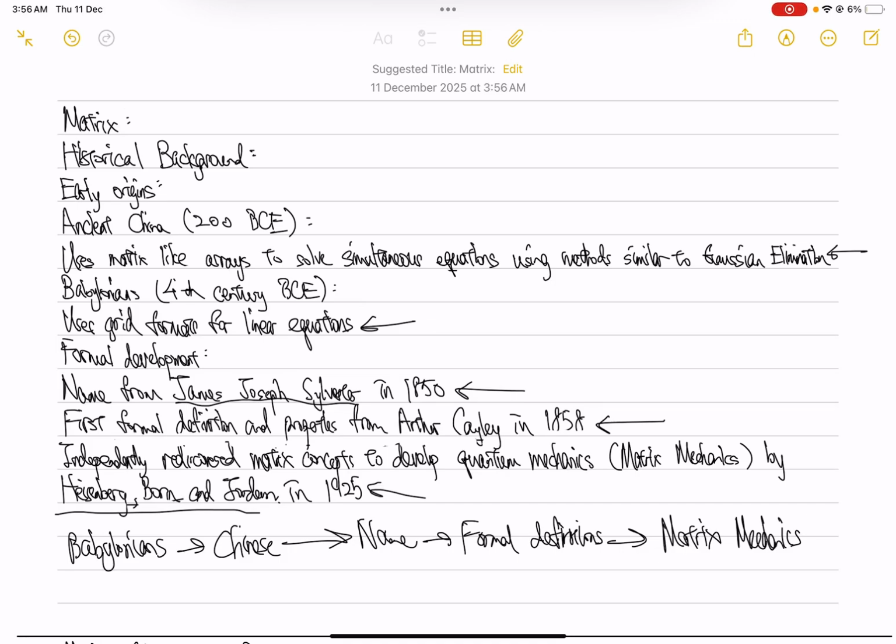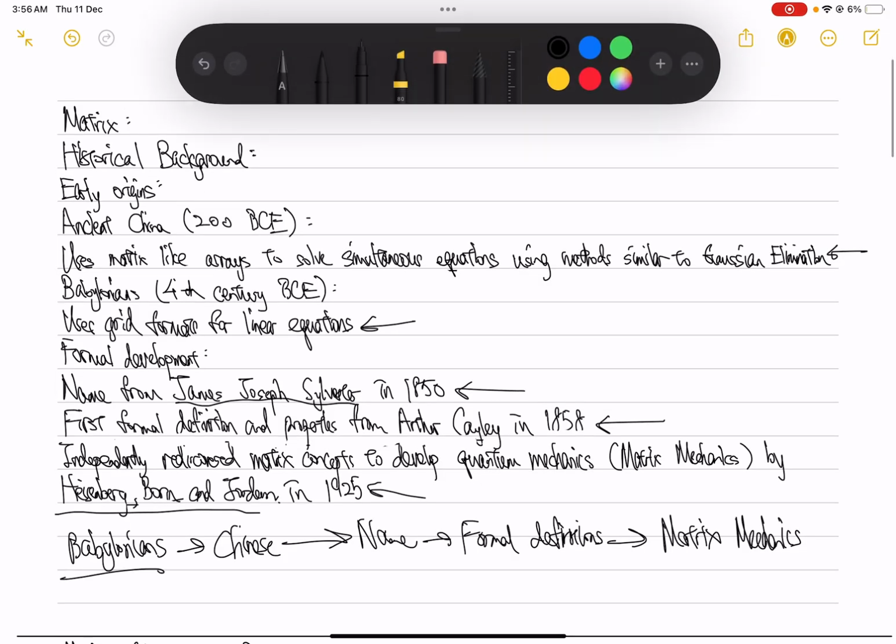Okay, so this is going to be a video on my last assignment, CA3. But before that, let's talk about some historical background, basic properties, etc. The origins of matrices come from the Babylonians in the 4th century BCE, and later the ancient Chinese, who used methods similar to Gaussian elimination to solve simultaneous equations.